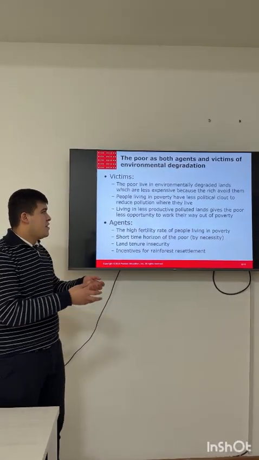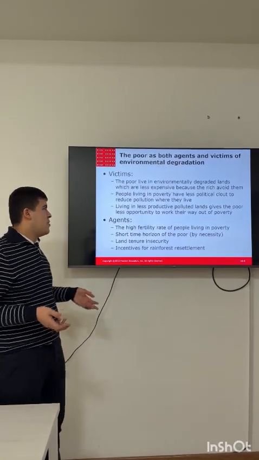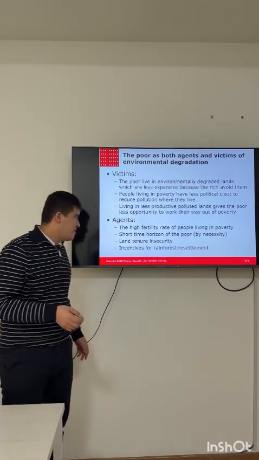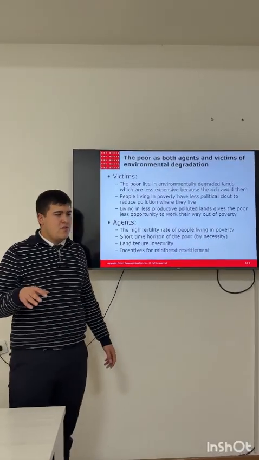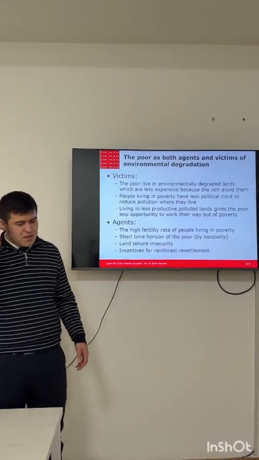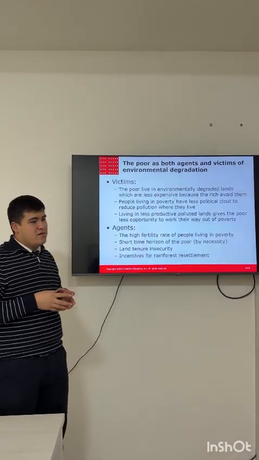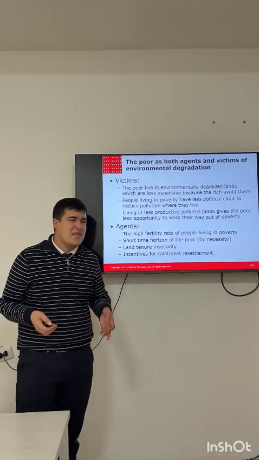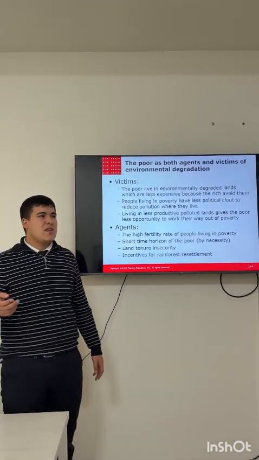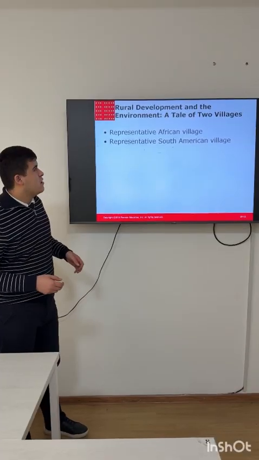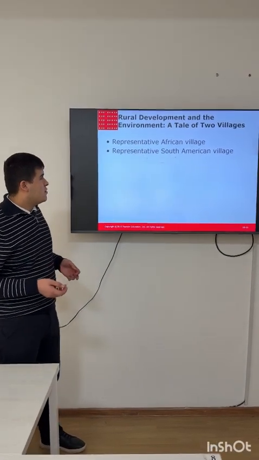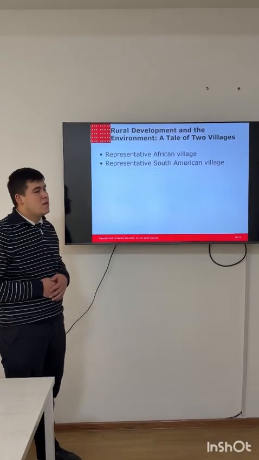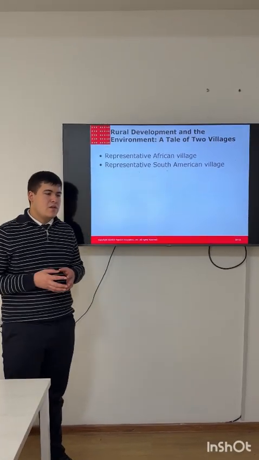And living on less protected lands gives the poor less opportunity to work their way out of poverty. They don't want to harm the nature, but they have to eat. Without it, they can't live. Without it, they can't cook food. I will give a real example for that, the environment and a tale of two villages, a representative African village. And okay, I will start.